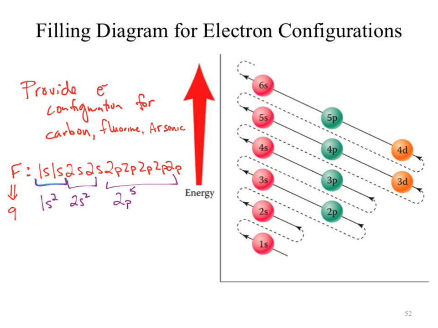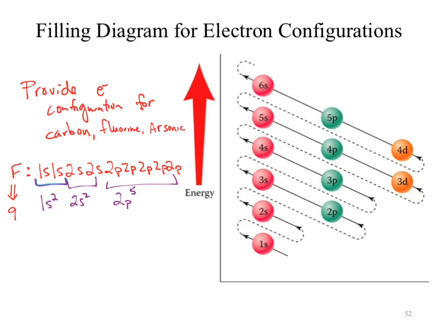But what if I look at a single p orbital? How many electrons can I hold there? 2. A single orbital can only hold 2 electrons. A type of orbital is now looking at that entire class. Okay? Questions about fluorine?